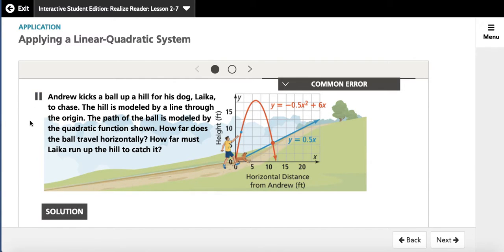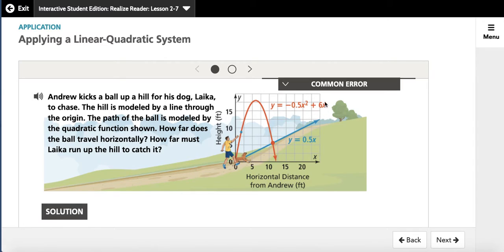Andrew kicks a ball up a hill for his dog Laika to chase. The hill is modeled by a line through the origin. The path of the ball is modeled by the quadratic function shown. How far does the ball travel horizontally? How far must Laika run up the hill to catch it?